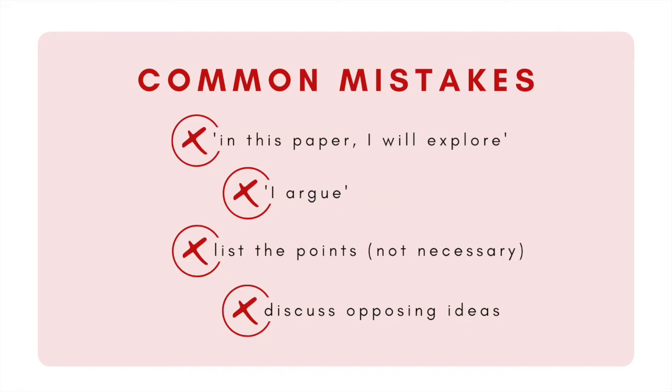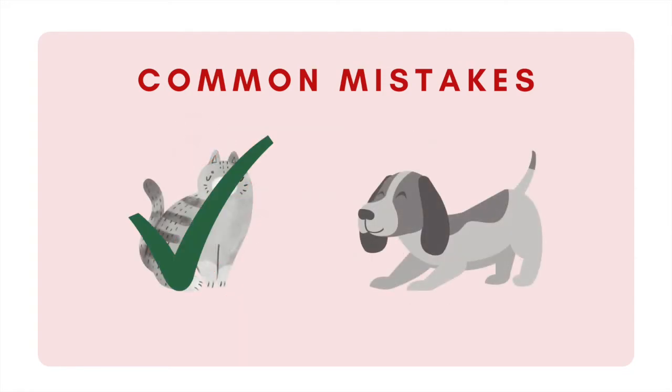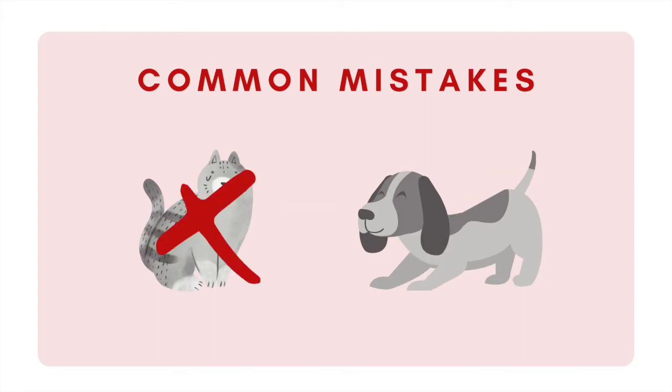Many students discuss opposing ideas, saying, "Cats are without a doubt the more sophisticated animal, but dogs are also really great." Stick to only one idea and one direction.